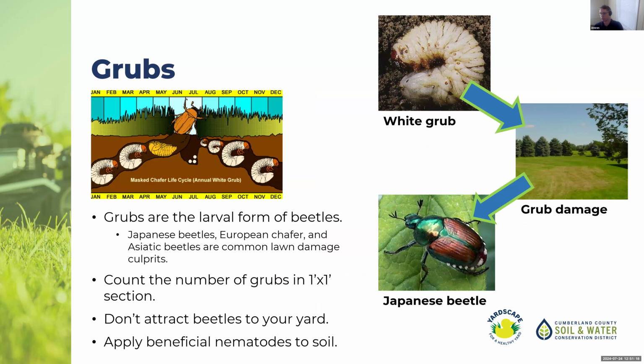Grubs can be quite damaging to your lawn. Looking at a lawn that is otherwise seemingly healthy, but you have a bunch of random spots where your grass is brown and dying and the root systems are terrible. That might be a cause of the grubs that are in your soil eating your roots, which are, grubs are beetle larvae.